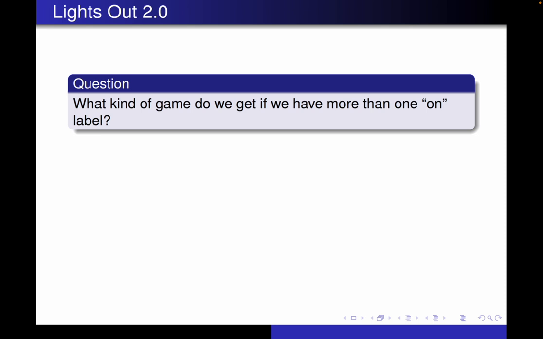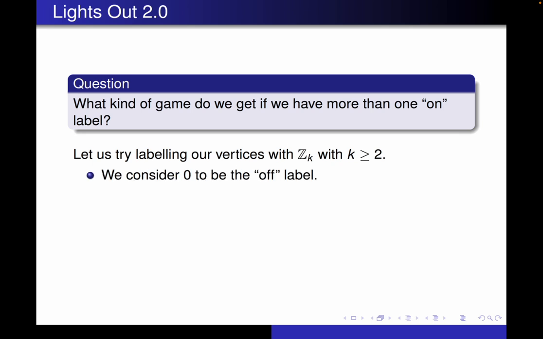So we have a Lights Out game that we can play on graphs. Can we generalize it even further? Well, yes, we can. What if we try to play the game, for instance, if we have more than one on label to put on the vertices? So you could think of it as not only are the lights on, but they can also be different colors. So instead of labeling our vertices with Z2, where we just have an off color and an on color, we will label it with Zk, where k could be any integer that is at least 2. And that opens us up to the possibility of having more than one color that is on.